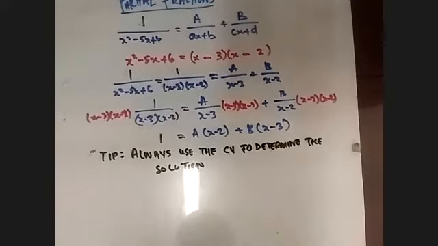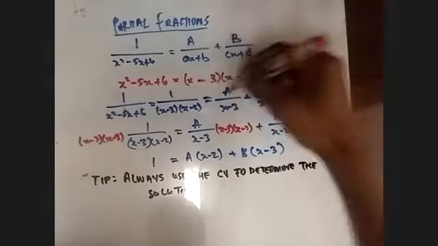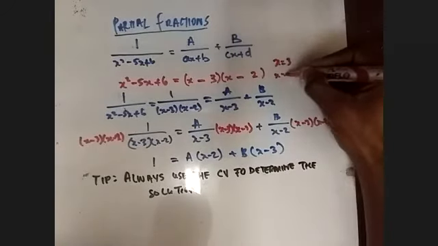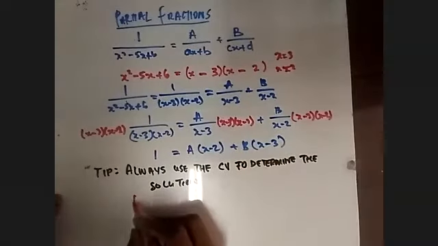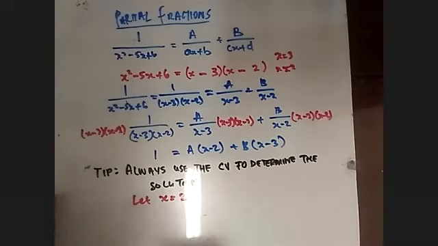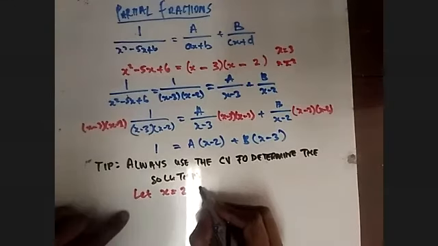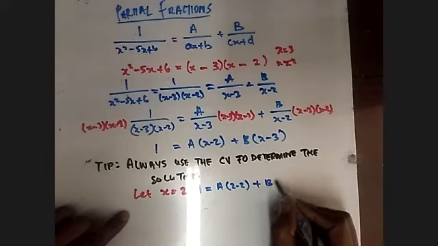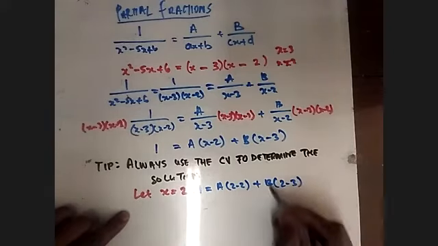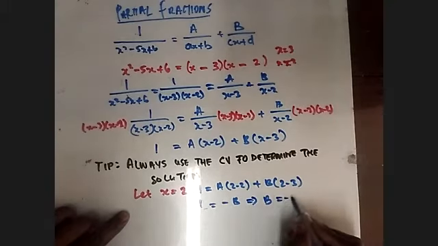Rather than us solving these things simultaneously, what are the critical values that we have here, guys? The critical values are x equals 3 and x equals 2. Then you come back here and you say, let x be equal to 2, for instance. When you let x be 2, 1 is equal to a times 2 minus 2, which is just 0, plus b times 2 minus 3, which is minus 1. So 1 becomes minus b. Therefore, b is equal to minus 1.